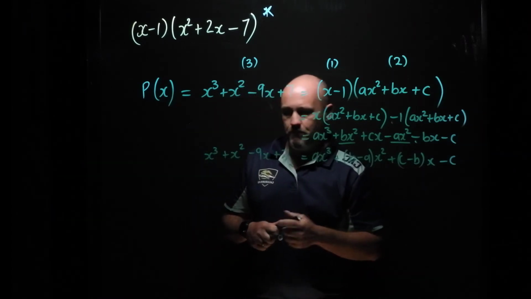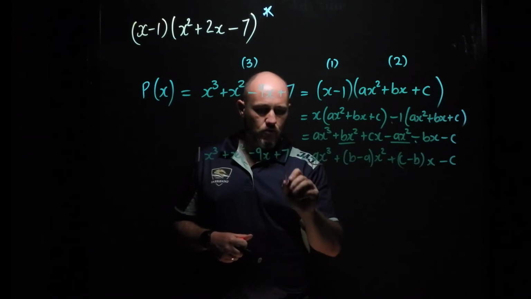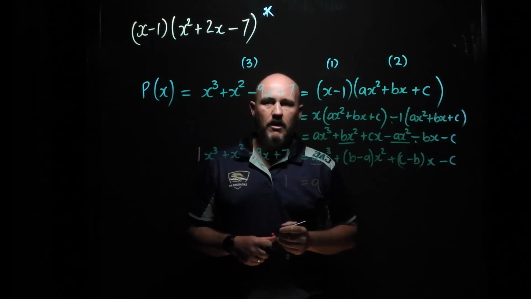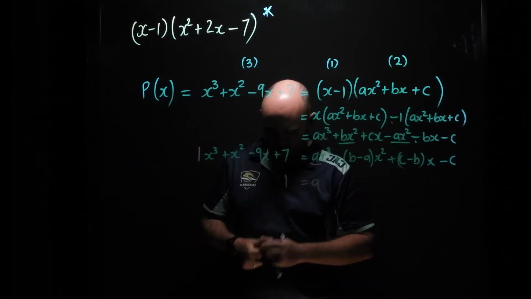So we'll start with pink. I've got a 1 here and I've got an a there. 1 equals a. Has to be true. It's the only way this can work is if a is 1. So there's my first one.